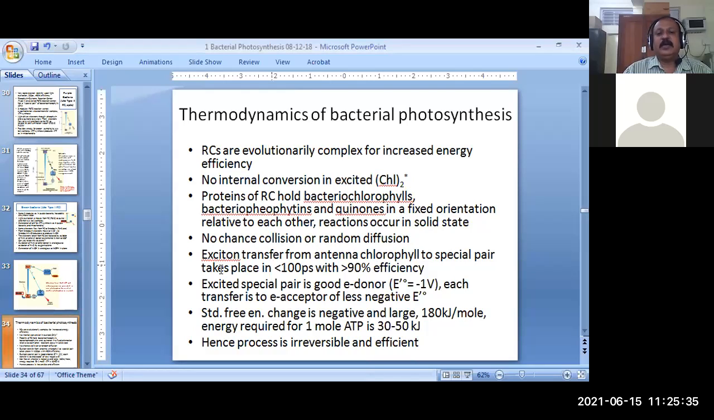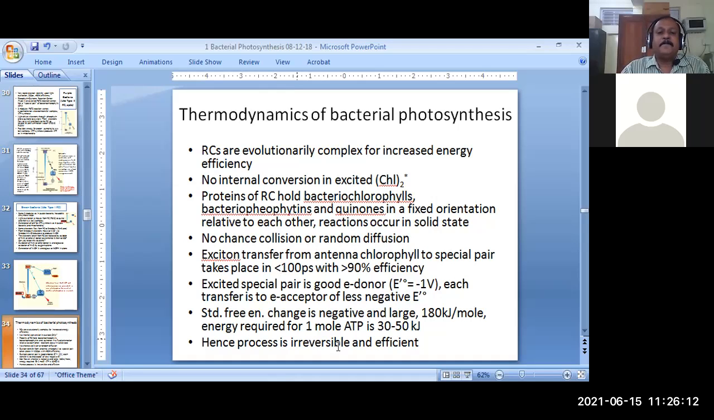The exciton transfer, we have already seen that this happens very efficiently. In less than 100 picoseconds, the electrons are transferred, and the efficiency of transfer is more than 90%. Of course, 10% is there. Some random event may take place. We are just accounting for that because we cannot imagine anything which will take place at 100% efficiency, isn't it? But still, this efficiency of 90% is far better as compared to any man-made machine, isn't it?